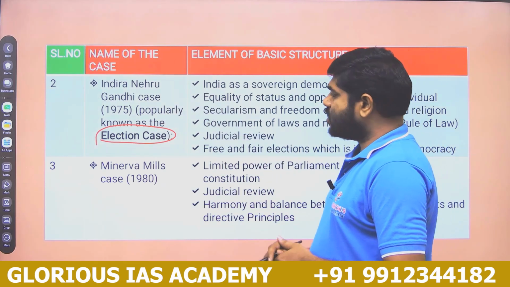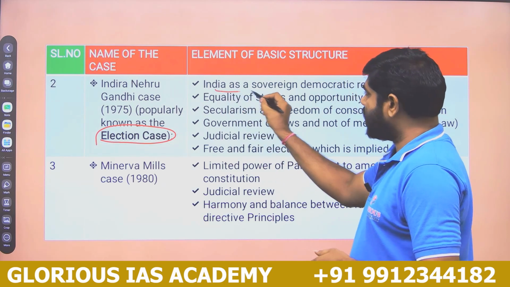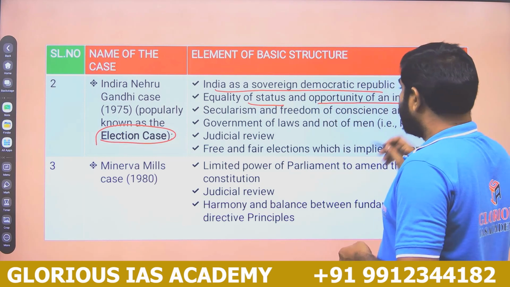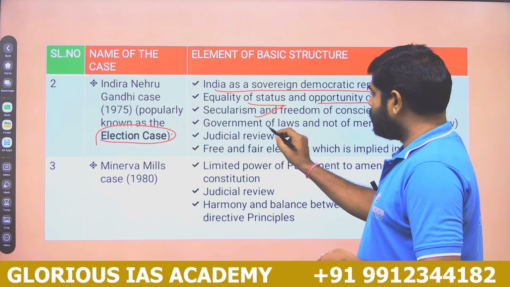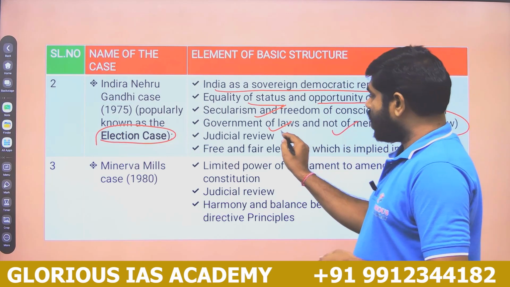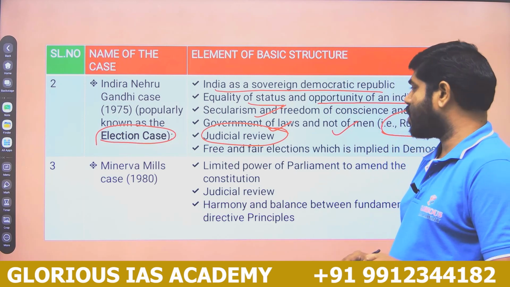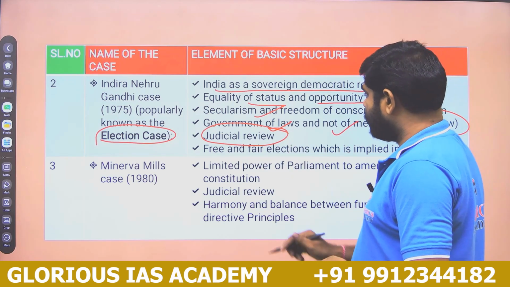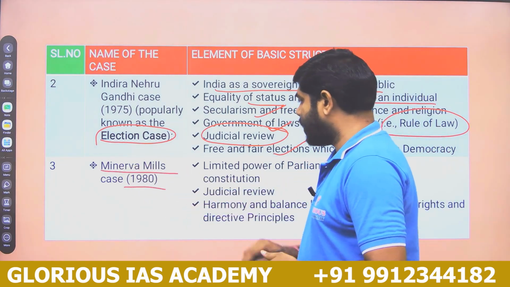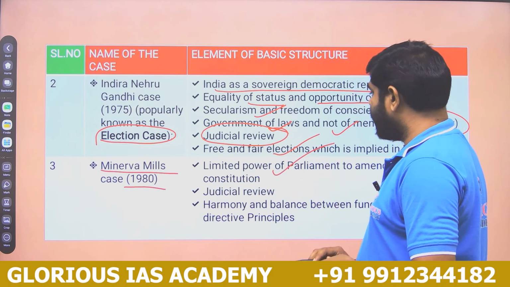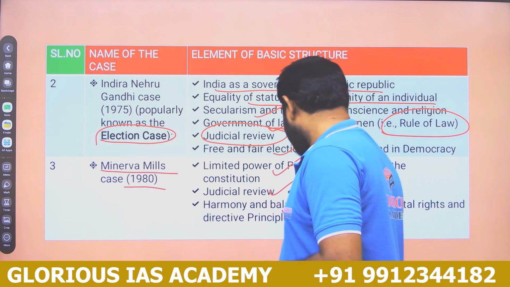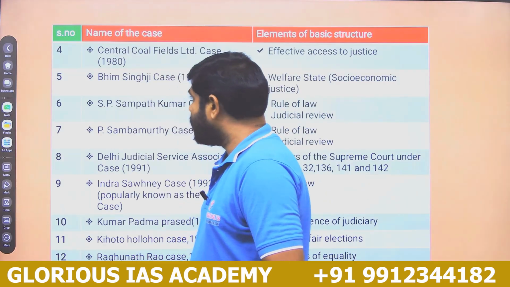Under this case, the Supreme Court laid down India as a sovereign democratic republic, equality of status and equal opportunity of the individual, secularism, and government of laws and not of men, which means rule of law. Rule of law was included for the first time in the basic structure of the Indian Constitution. Next, judicial review and free and fair elections. The third one is the Minerva Mills case in 1980, under which the Supreme Court included the limited power of Parliament to amend the Constitution, judicial review, and harmony and balance between the fundamental rights and directive principles of state policy.